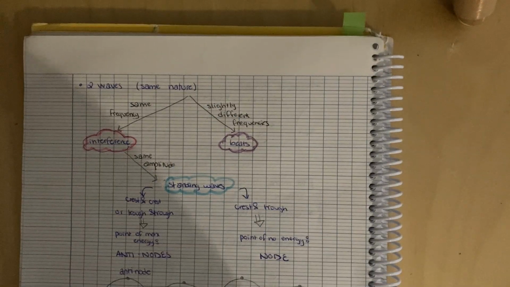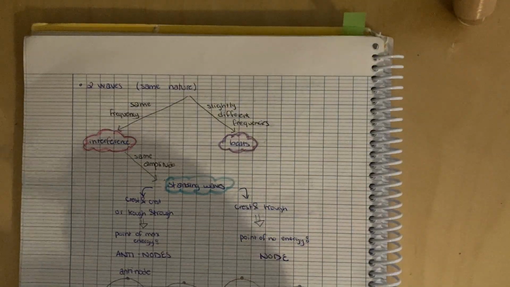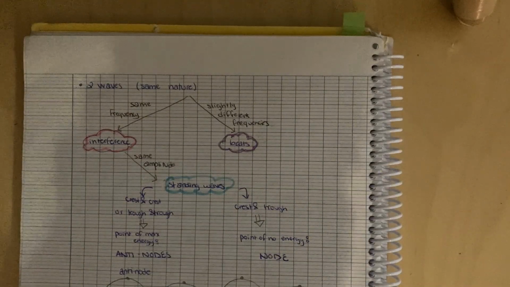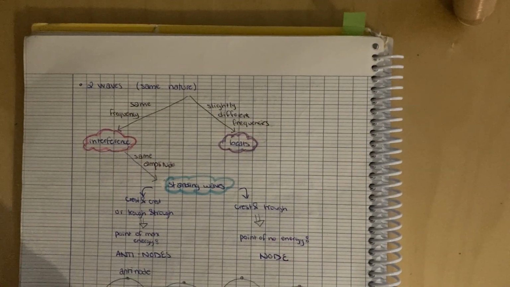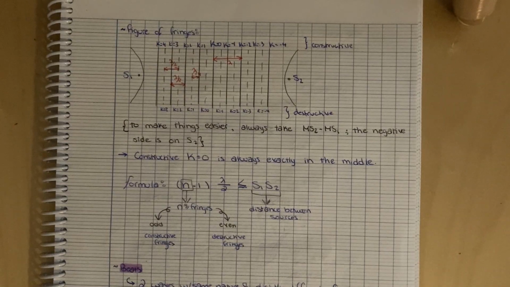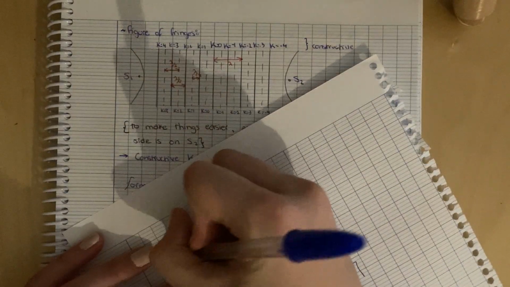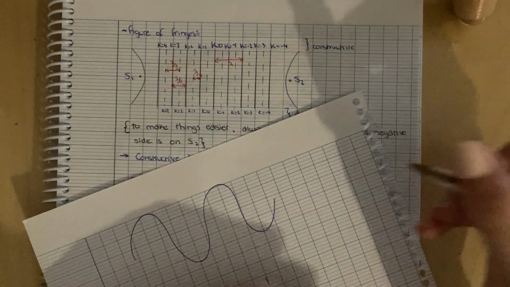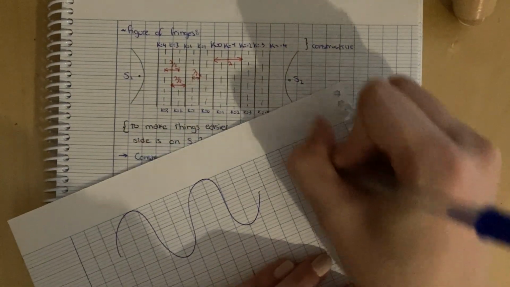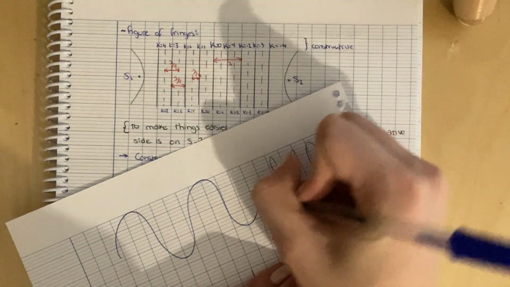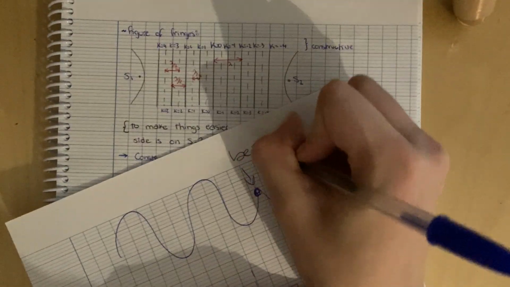Now, if you have two waves of the same nature, but they have slightly different frequencies, the phenomenon that appears is called beats. What beats are, as I said, two waves of the same nature that have slightly different frequencies. So, for example, it might look something like this. Wave 1 and wave 2 coming together at this spot. It would be called beats.